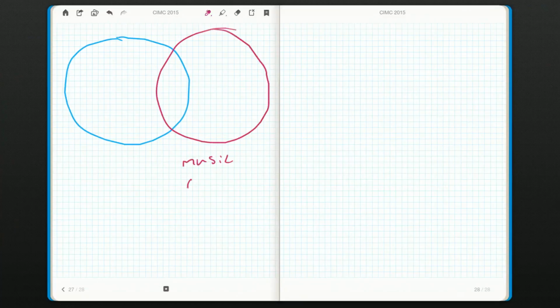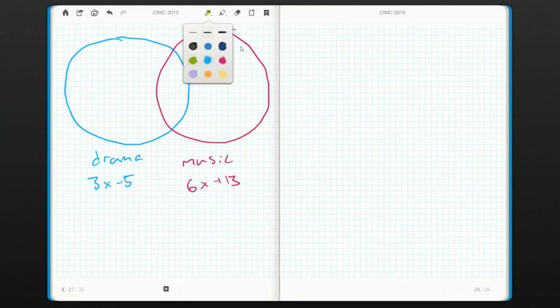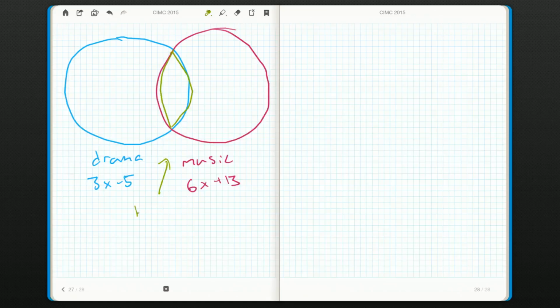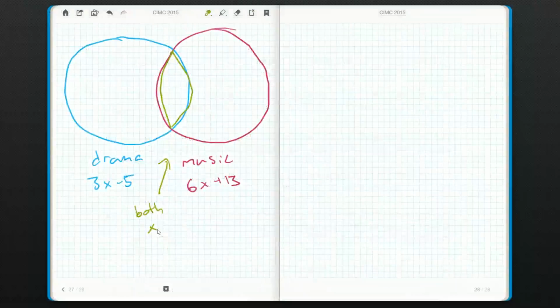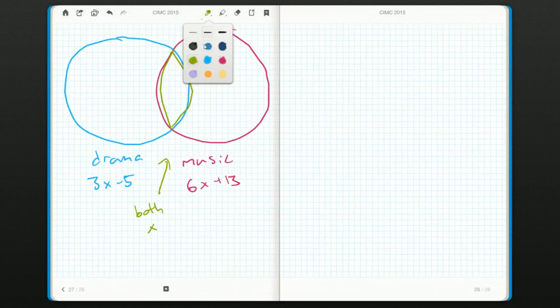So we're told in music it's 6x plus 13. In drama, it was, I want to say 3x minus 5. I'll check these in a moment. And this says green overlap here. In both, it was just x, just that value of x. Okay, 3x minus 5, 6x plus 13, we're looking good. So let's give a bit more explanation as to what's going on here.